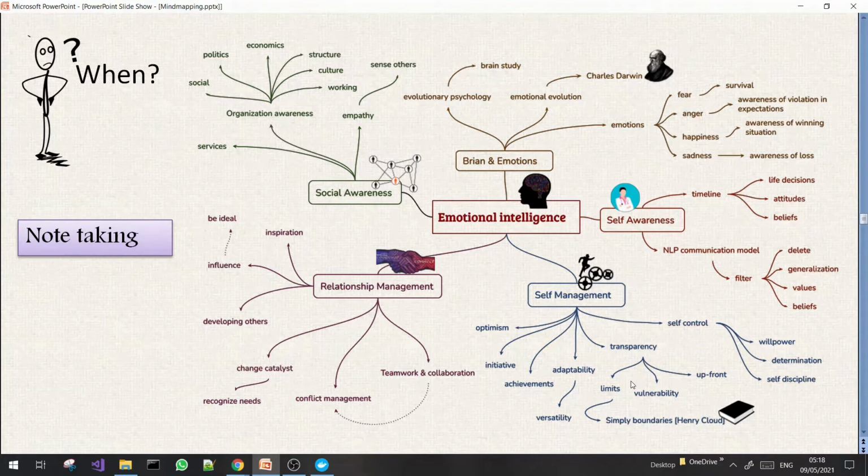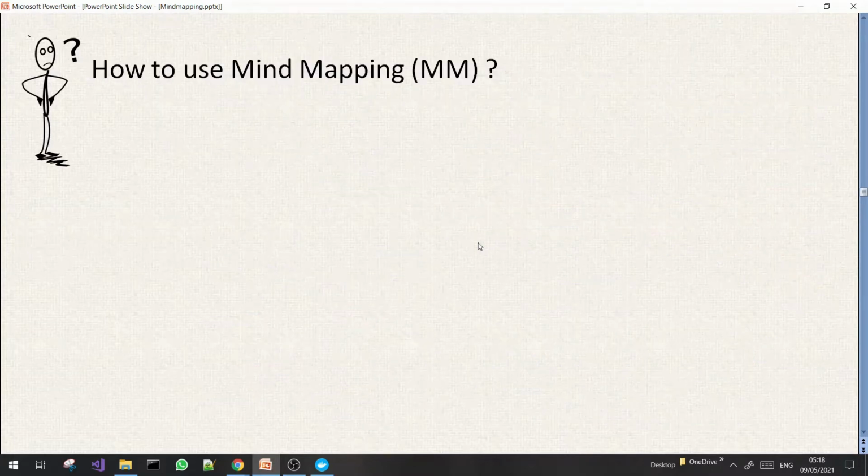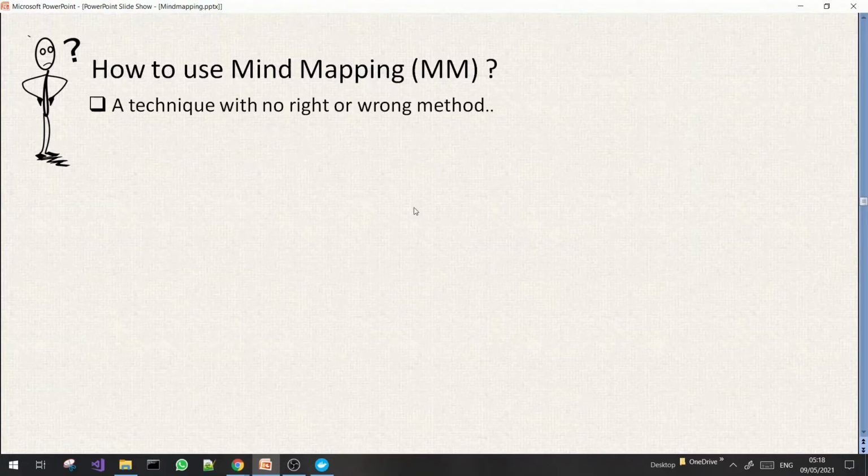Actually, what's happening here, we are connecting the information so our brain can remember it. That's why I said mind mapping is a very handy tool and it helps the human brain to remember the information. Now let's talk about how to use mind mapping. It's a technique with no right and wrong method. We can use any format or any structure to make it more and more productive.